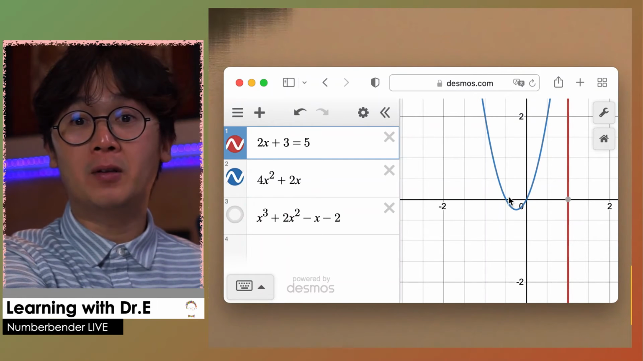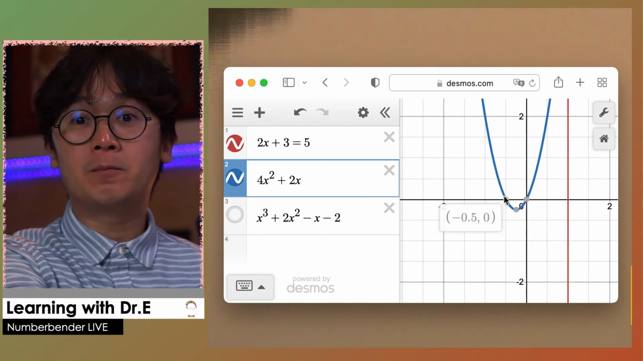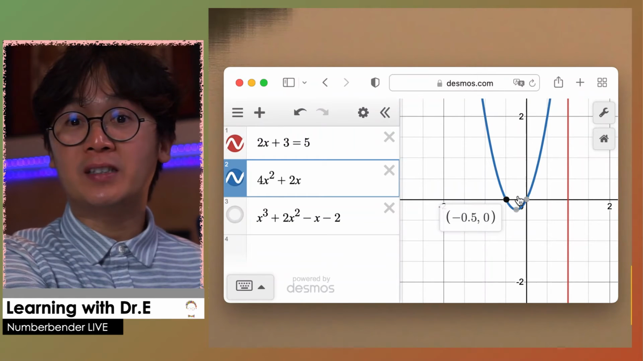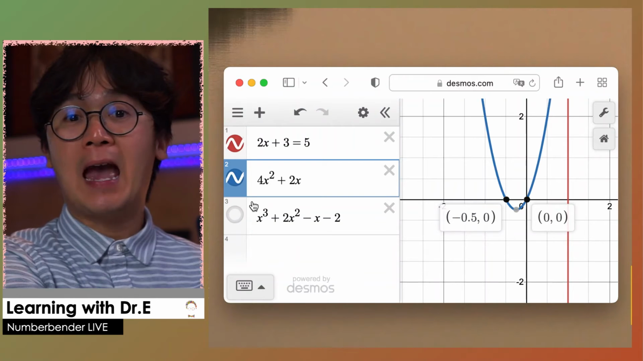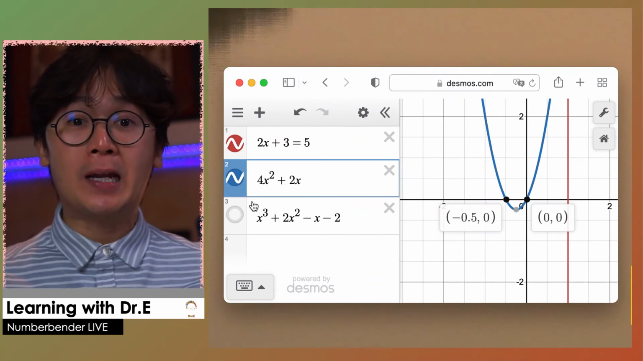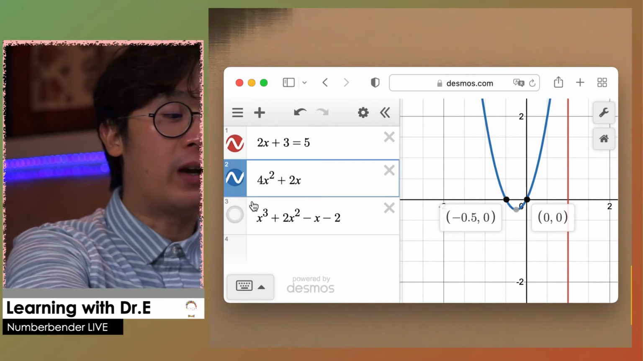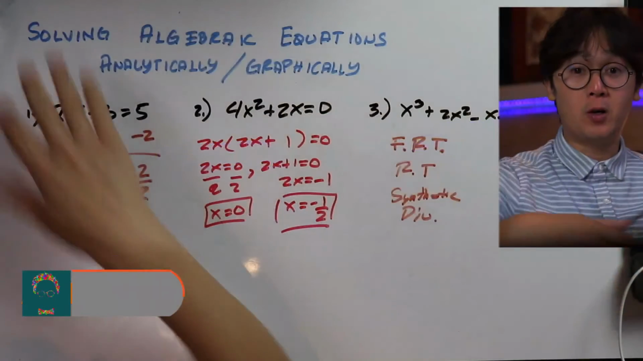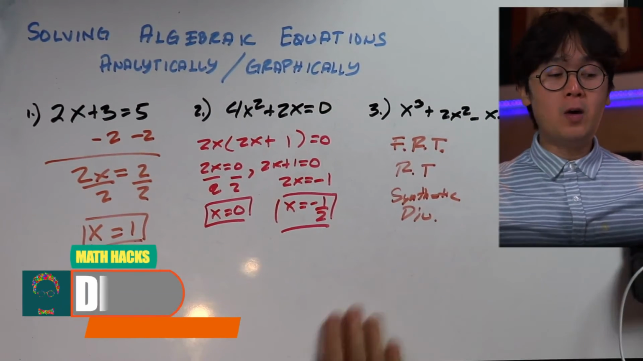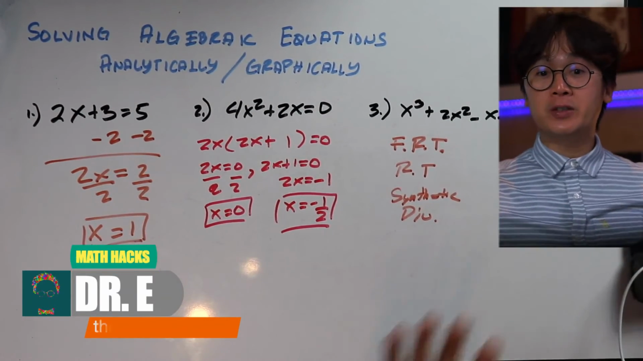So this is the parabola with the solutions at -0.5, which is -1/2, and 0. So by using our technology, we're able to verify that the answers we've just worked on a while ago are pretty much the same as what we have in Desmos, because this is how we answer problems using technology.